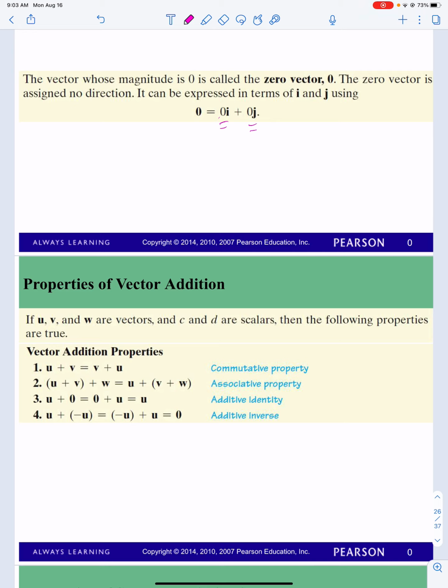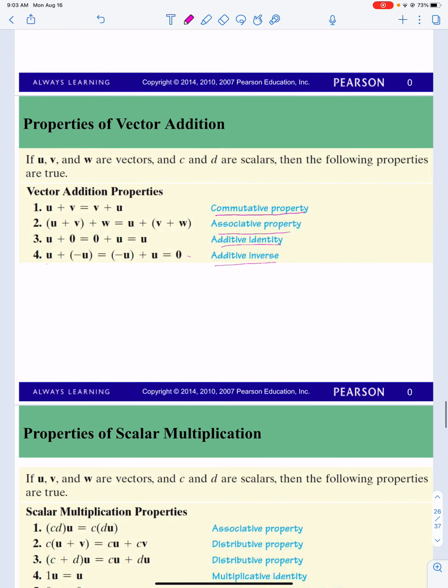Okay, so what do we have? We also have commutative property, associative property, additive identity, and additive inverse. It's the same as when you add numbers. So u plus v equals v plus u. Any vector plus 0 will be itself. u plus negative u, its opposite vector, will give you the zero vector.